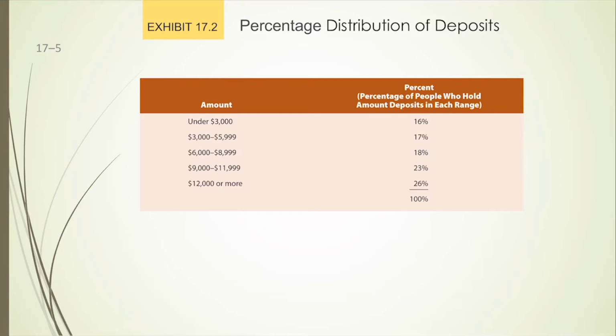Percentage distribution, you're just saying the same thing but in a different way. Instead of an exact number of people, you're looking at the percentage of people here: 16% made under $3,000, and 26% made $12,000 or more. So you're saying the same exact thing, you're just representing it in a different way.